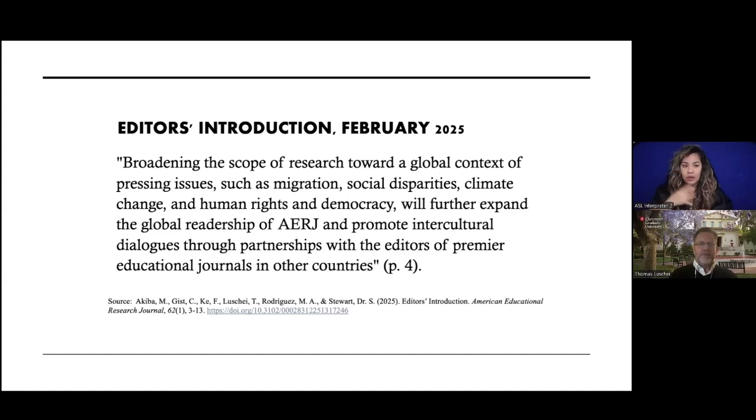If you would like to understand more about our vision as an editorial team, I recommend reading our editor's introduction from the February 2025 issue of AERJ, in which we envision what we would like to see happening with the journal over the next 3 years of our editorship. Broadening the scope of research toward a global context of pressing issues such as migration, social disparities, climate change, and human rights and democracy will further expand the global readership of AERJ and promote intercultural dialogues through partnerships with the editors of premier educational journals in other countries. So we really are hoping to generate a conversation with others across the globe in educational research.